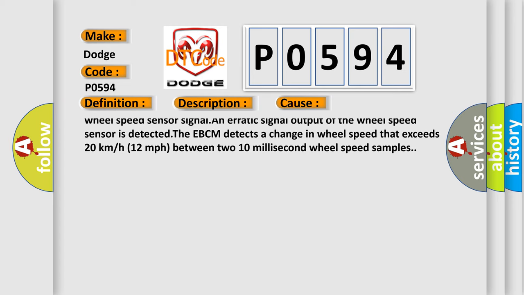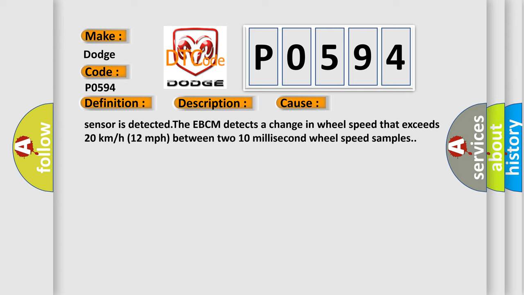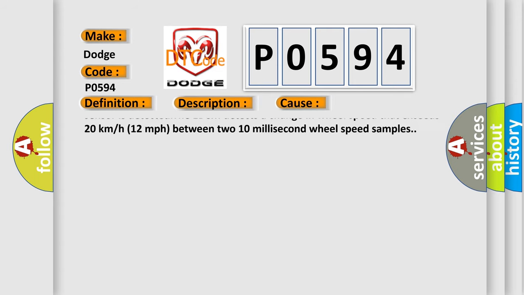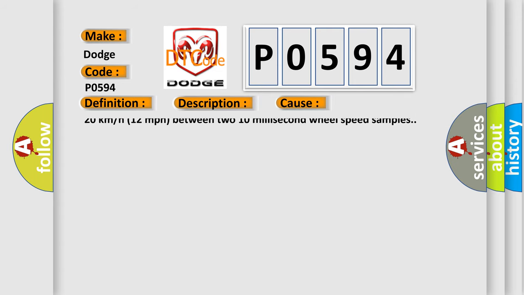C003526, C005026, C003527, C005027, C003051F, C005051F, C1221, C1224, or C1225, C1228A. Missing wheel speed sensor signal and erratic signal output of the wheel speed sensor is detected.